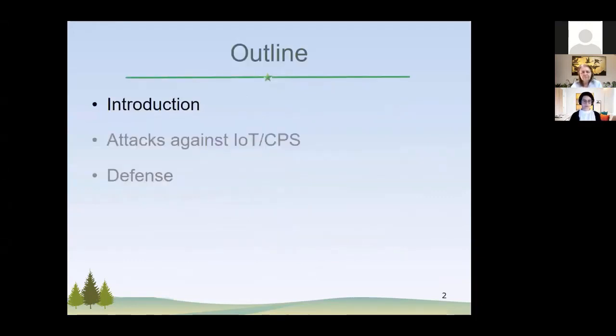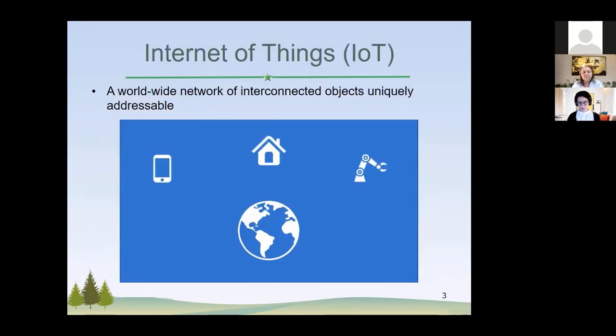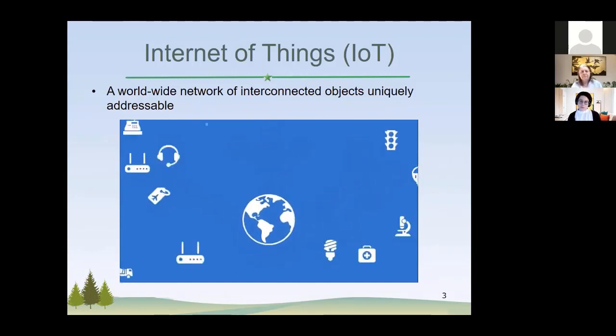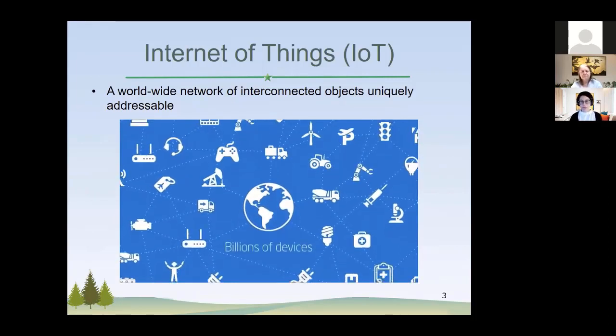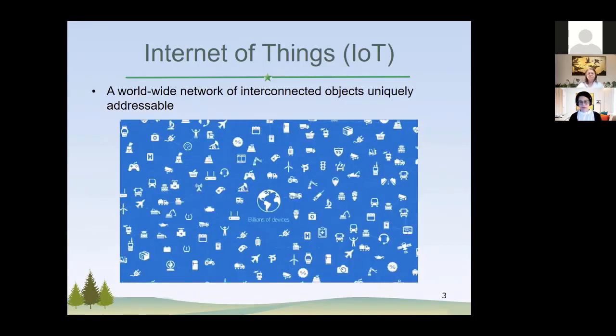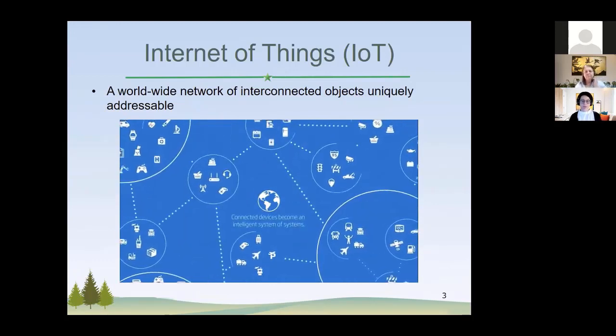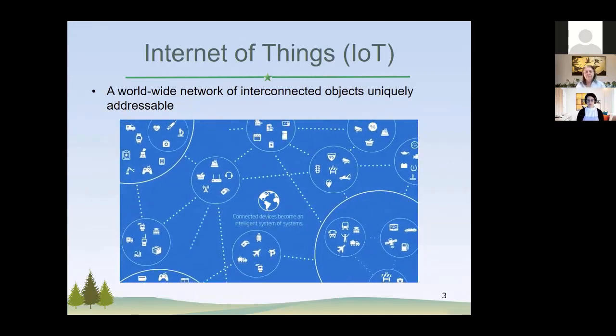First, I'm going to introduce what the Internet of Things is and what cyber physical systems are, because cyber physical systems are often mentioned together with IoT. Here you can see the definition of IoT. IoT is defined as a worldwide network of interconnected objects. Those objects can be uniquely addressable, meaning, for example, each object has an IP so that we can reach the object. The key point here is the interconnected objects.